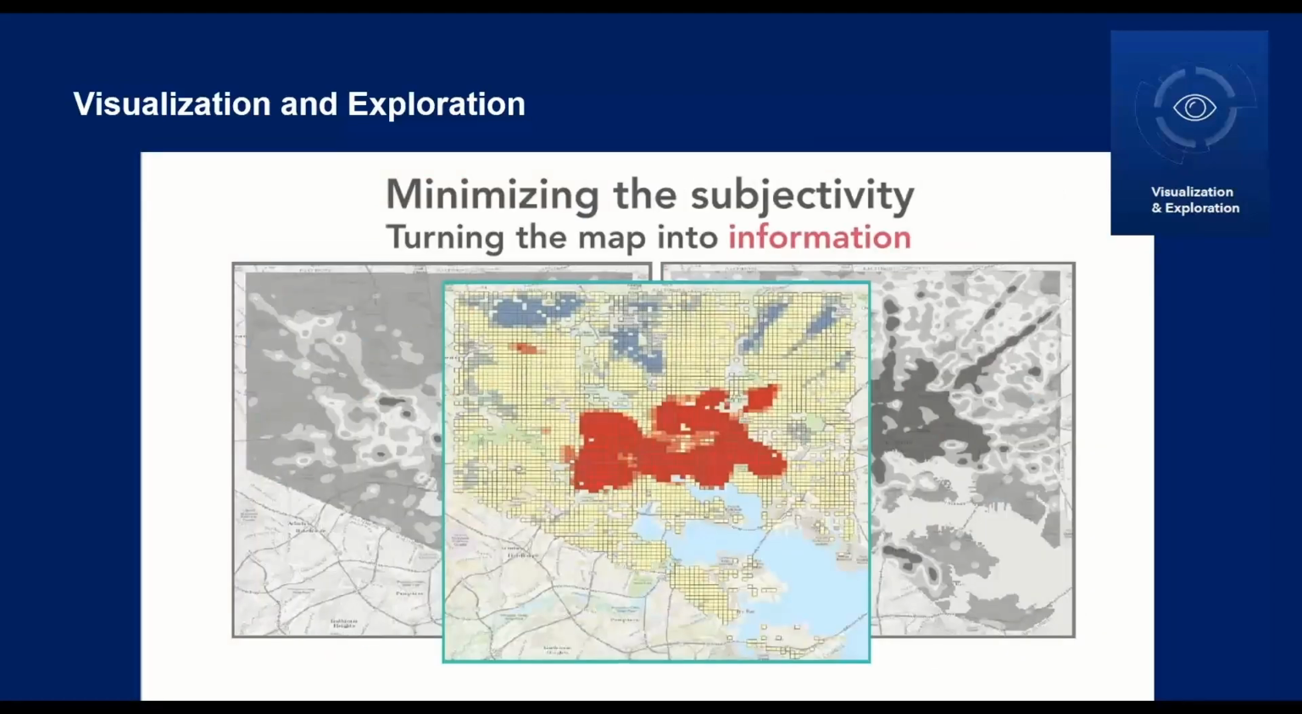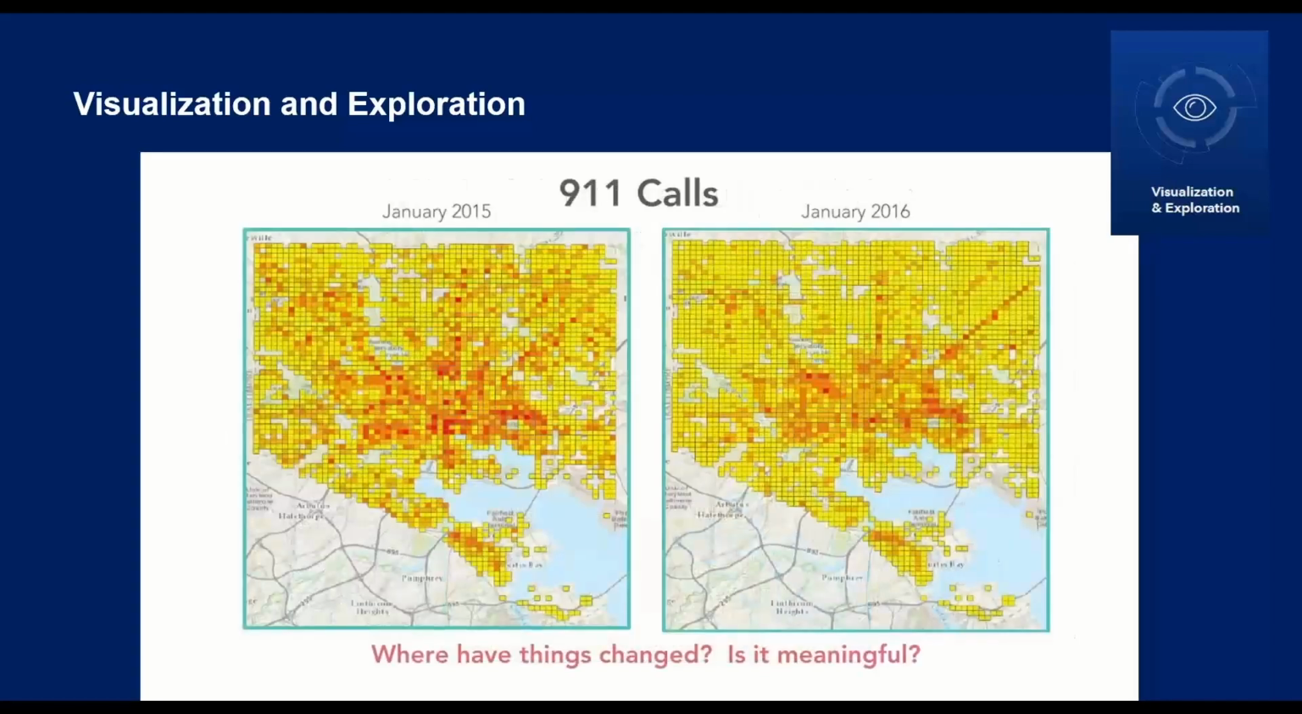But it's even better if we can minimize the subjectivity in the map and turn the map into information. And that's part of where data science and spatial analytics can also help us, helping us to understand where things have changed and perhaps even where to direct resources.